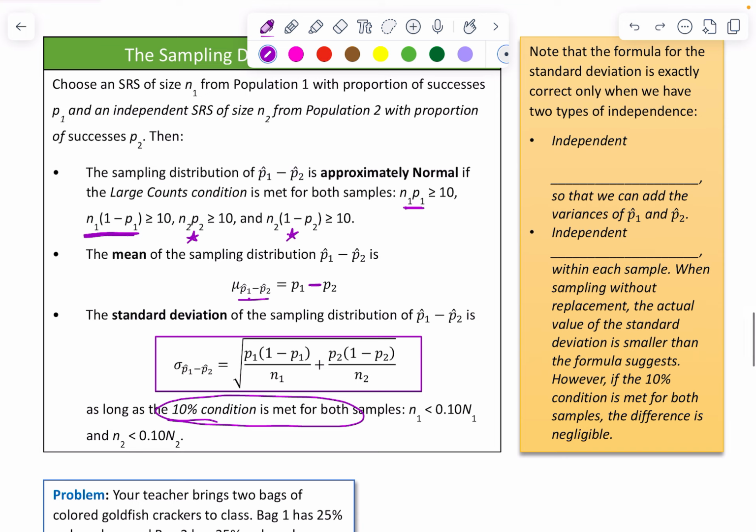The whole point of the 10% thing is to make sure that we have independent observations within each sample. Again, it doesn't matter that we didn't replace them, that they're approximately independent from each other. We also need to make sure that each sample is independent from each other. School 1 had nothing to do with the stuff from school 2, and vice versa.